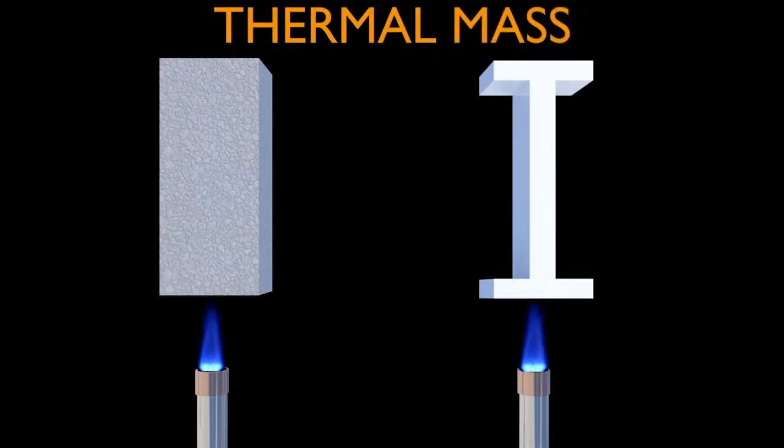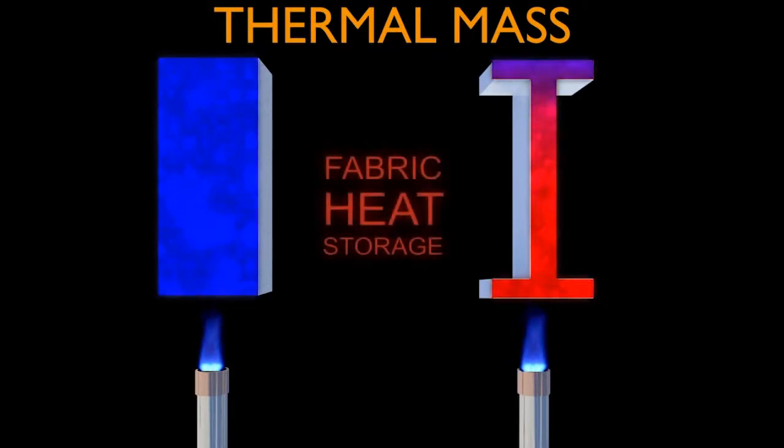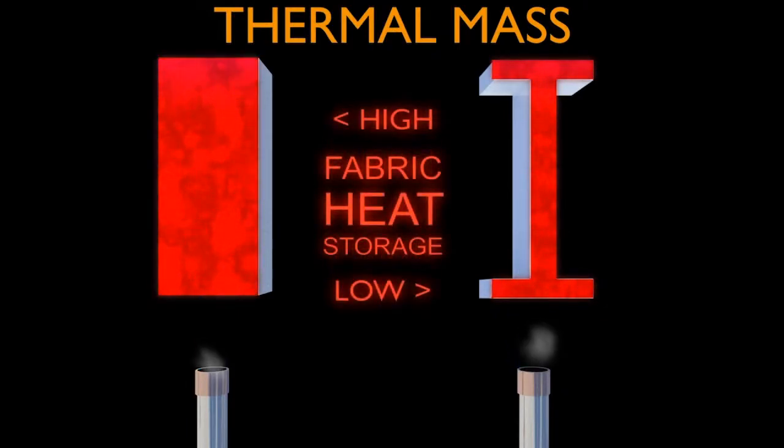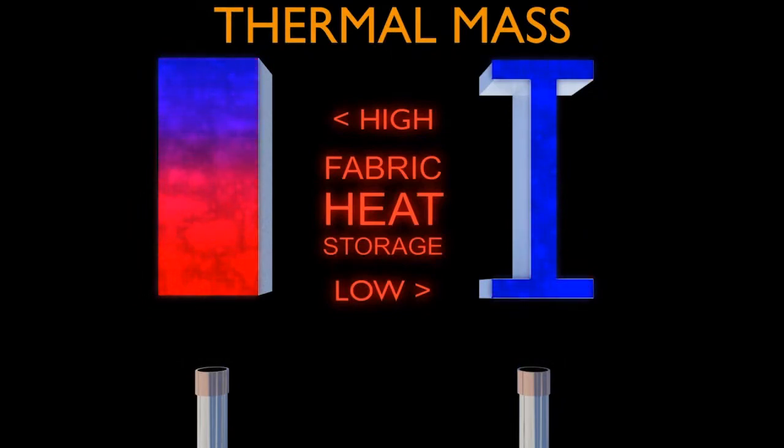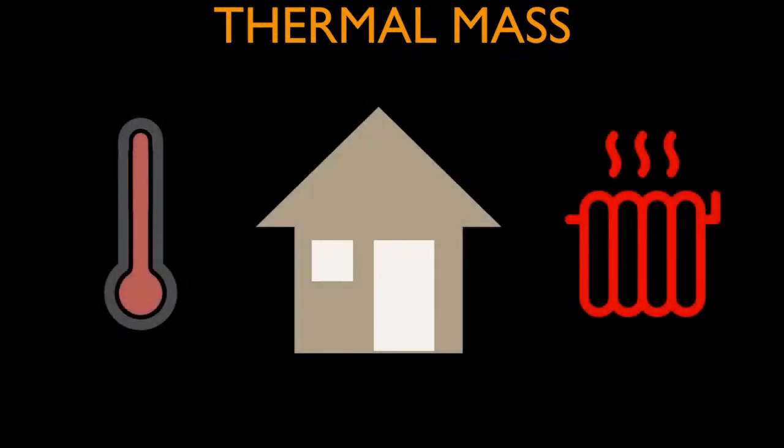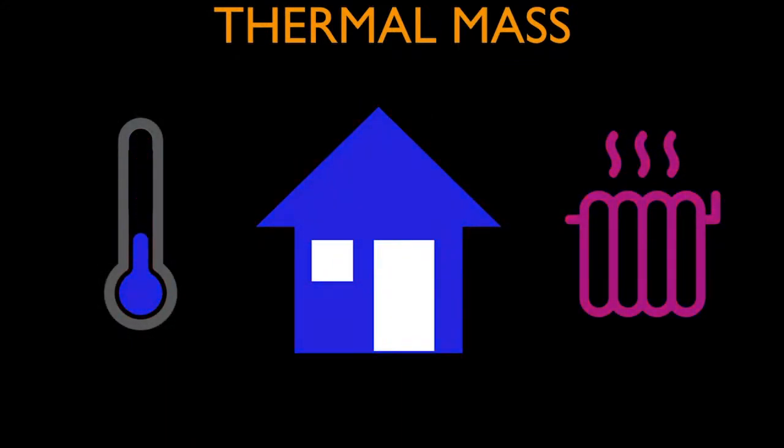Thermal mass. As well as how materials respond to heat flow, their capacity to retain heat is also important. This is governed by their thermal mass, also referred to as fabric heat storage. We can see here how the low thermal mass steel beam cools down quicker than the high thermal mass concrete. In buildings, this property can be used to even out temperature swings and maintain a consistent temperature with less heating or cooling energy input.